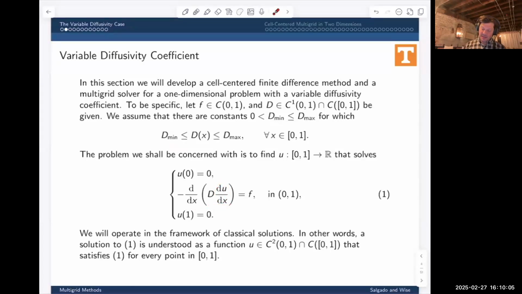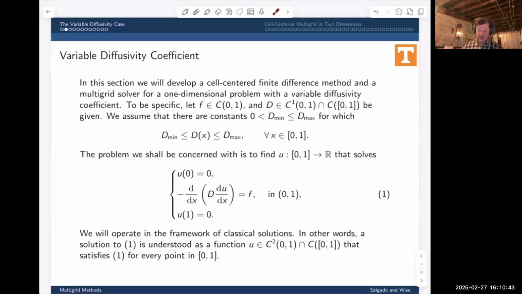What we need for D is that it should be a C1 function over the open interval 0 to 1 and a continuous function over the closed interval 0 to 1. And if it's continuous over this closed interval, this sort of condition makes sense, that we can put upper and lower bounds on it. Remember, a continuous function always attains its minimum and maximum. It's a bounded function. So we're going to say that it's bounded below by something which is positive. This says we have a positive diffusivity.